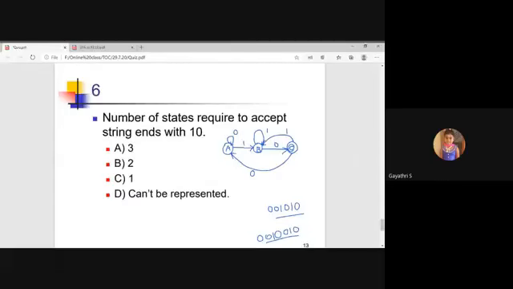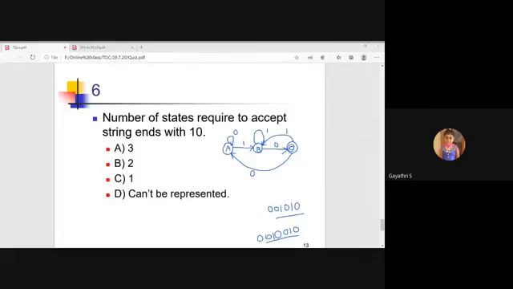Sorry, here the answer is already explicitly shown. Next, the number of states required to accept a string that ends with 10 is definitely three. So using three states only, you can draw the DFA for this problem statement. This is the DFA for the number of states required to accept strings ending with 10.